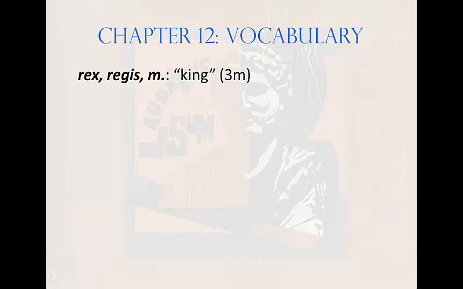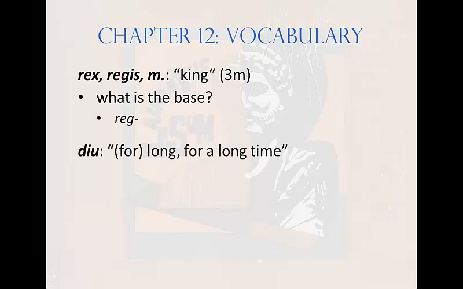The next word is rex, regis, masculine, meaning king. It's a third declension masculine noun. So what is the base of this word? You got it. It's third declension again, so drop the is from the genitive singular, and you can see that the base is reg. The next word, diu, meaning long, or for a long time, is an adverb.